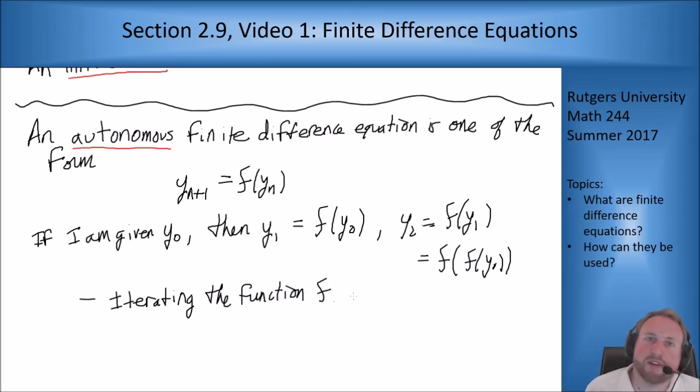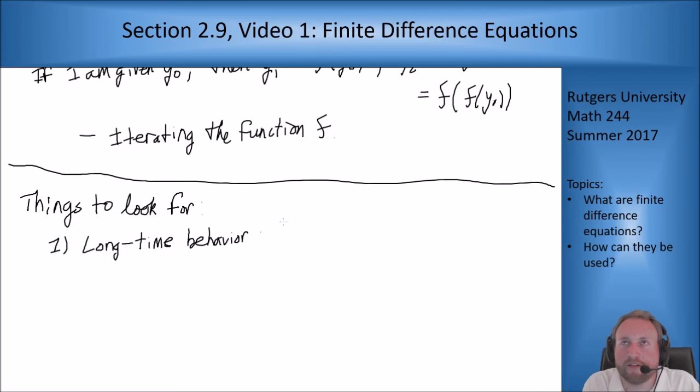So when we have a system like this, there are two main things we want to look at when trying to analyze what's going on. We want to look at the long-term behavior and equilibrium solutions. By long-term behavior, I mean what happens as n goes to infinity. So if I keep iterating this over and over again, what's happening to my values? Long-term behavior just says, as n goes to infinity, what does y_n do?